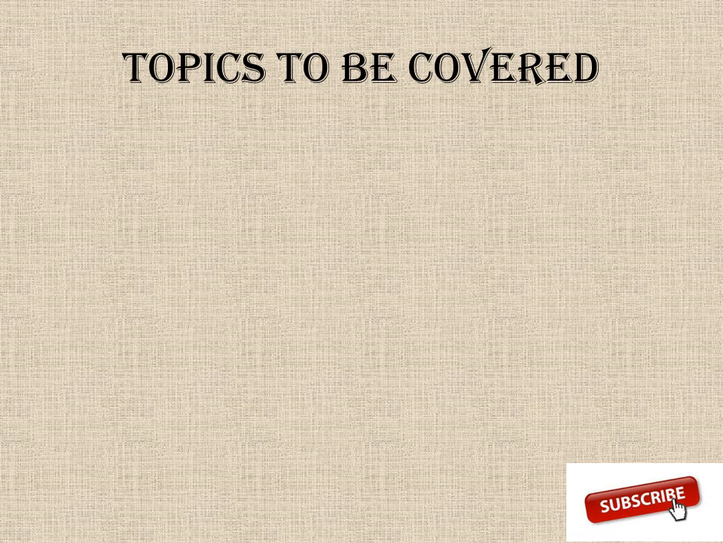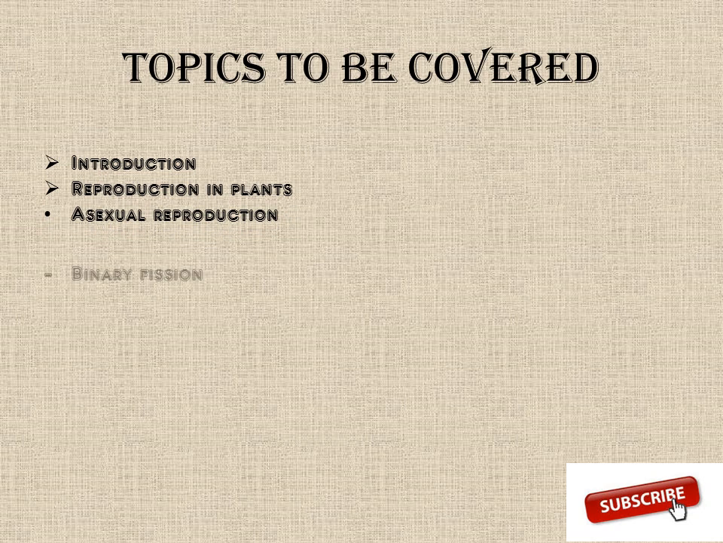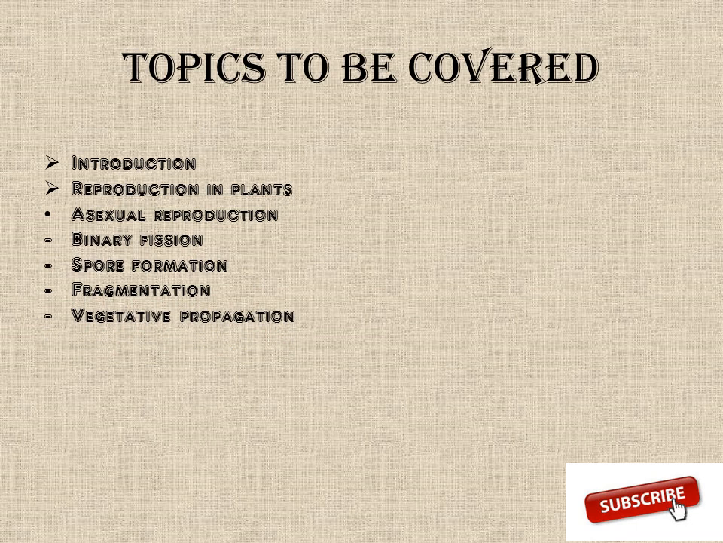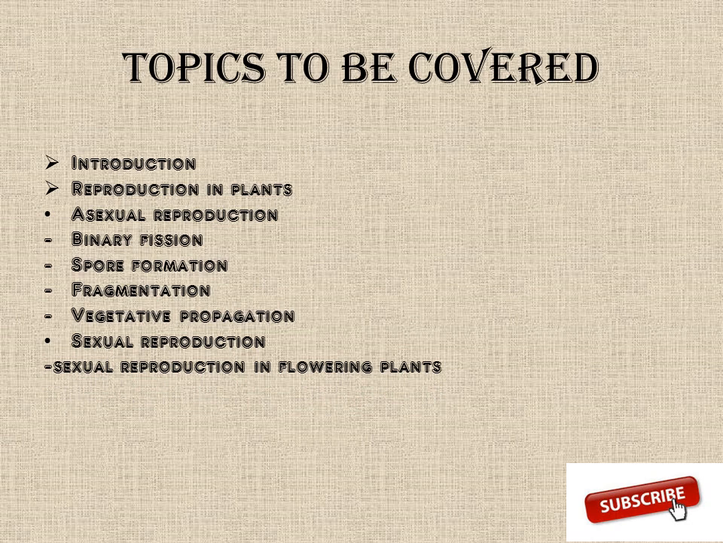Topics to be covered in this lesson are introduction, reproduction in plants, asexual reproduction, binary fission, spore formation, fragmentation, vegetative propagation, sexual reproduction, sexual reproduction in flowering plants, pollination, then the types of pollination, and then fertilization, and finally fruit and seed formation.